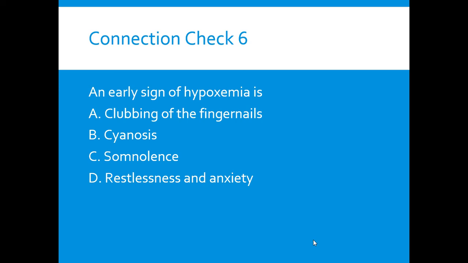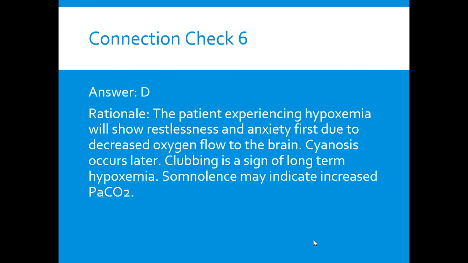So, questions. Let's do some review. An early sign of hypoxemia is clubbing of the fingernails, cyanosis, somnolence, or restlessness and anxiety. It's D. So you have someone who is experiencing hypoxemia. They'll show restlessness and anxiety first due to those decreased oxygen levels and oxygen flow to the brain, right? Cyanosis occurs later. Clubbing is a sign of long-term hypoxemia, and then somnolence may indicate increased PaCO2. So they're acidotic.